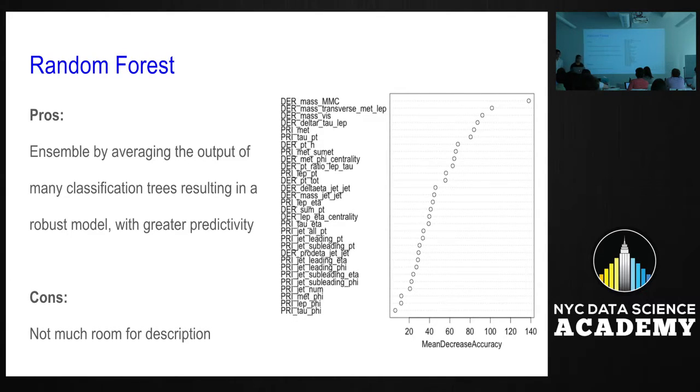So we tried a random forest. It's a more robust model with greater predictability. It's the average of a collection of trees, resulting in an ensemble, although you lose descriptive abilities.